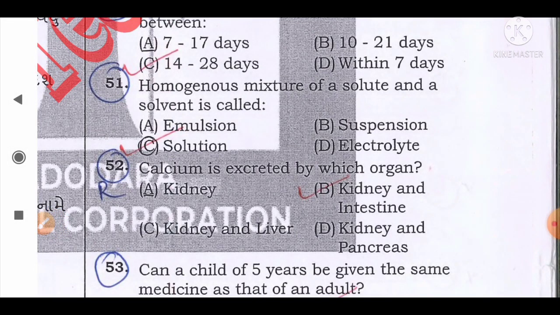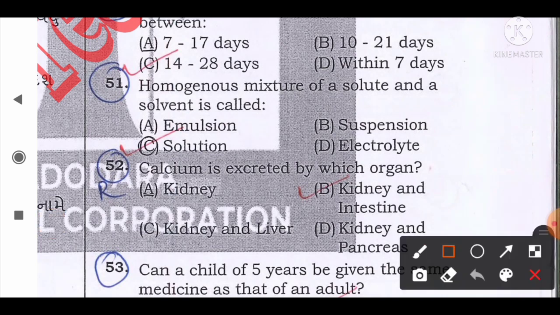Homogeneous mixture of a solute and a solvent is called A, emulsion, B, suspension, C, solution, D, electrolyte. And the correct answer for this question is solution, that represents the mixture of a solute and solvent in a homogeneous way.